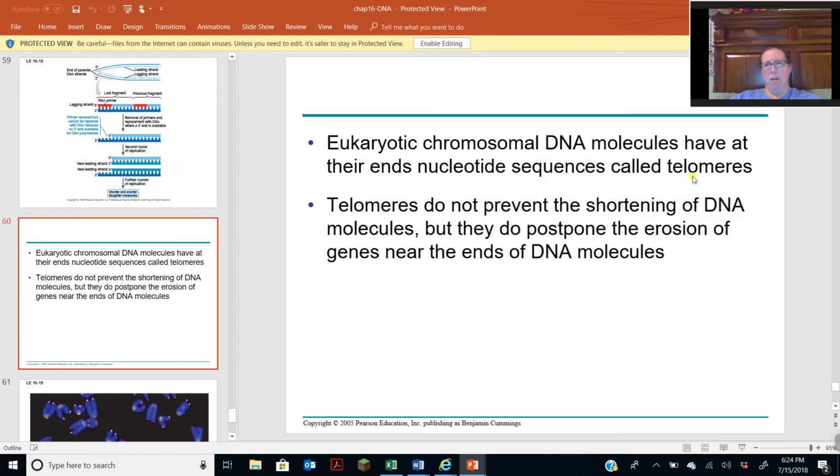I don't go into a lot about the ends. Telomeres, you know what those are from looking at chromosomes. Those are the ends, and they are very, very important, so I want to give them their fair due. They don't prevent the shortening of DNA, but they do postpone the unraveling of the ends of those chromosomes.